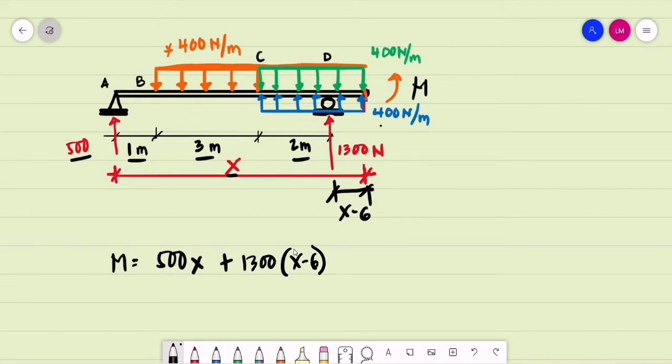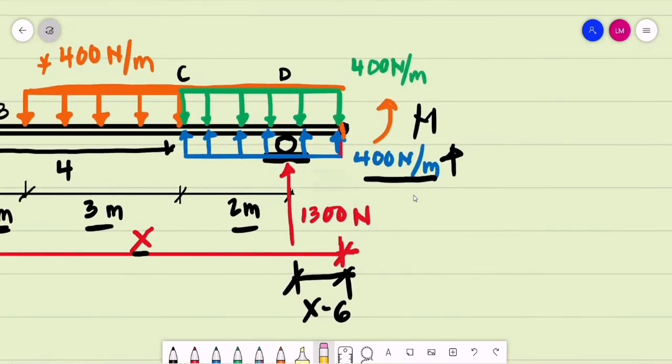Then we have this, the upward 400 newton per meter. What is this distance? From A to point C, this is 1 plus 3, that is, we have 4 meters. So therefore, we'll be having the span of the upward 400 newton per meter. Its span will be, obviously, x minus 4.